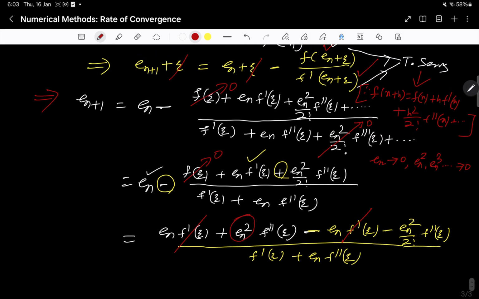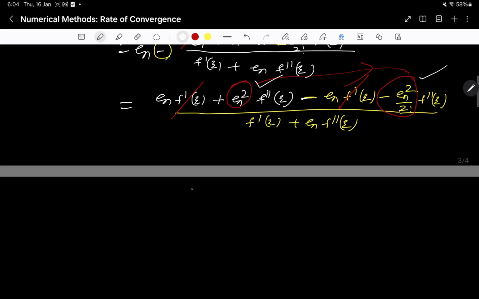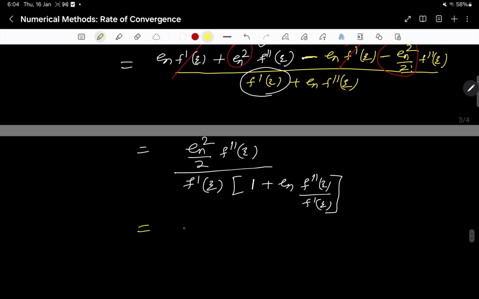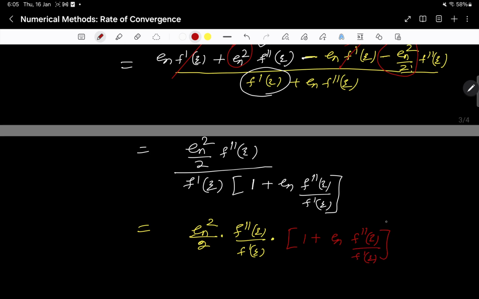So now en square minus en square by factorial 2, this minus this, okay, subtracting this from this, I am getting en square by 2 f double dash zeta. In the denominator, let me take common f dash zeta, so this will give me 1 plus en f double dash zeta by f dash zeta, okay. So now I can write it as en square divided by 2, and this will be f double dash zeta by f dash zeta, and let me write it as 1 plus en f double dash zeta by f dash zeta whole to the power minus 1, okay.